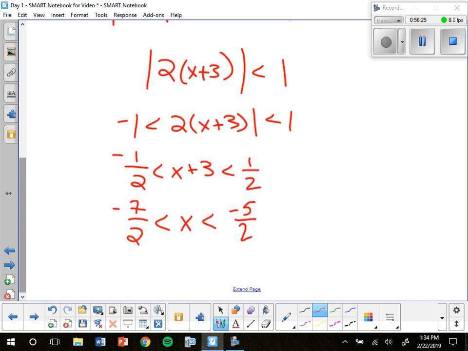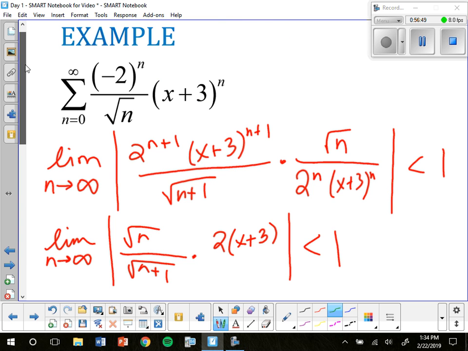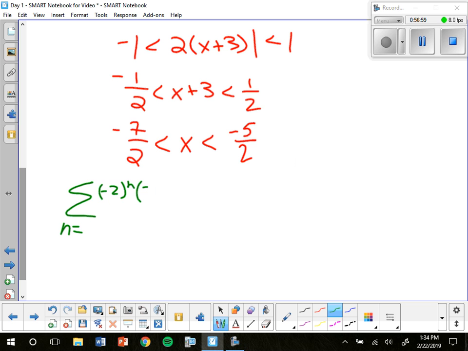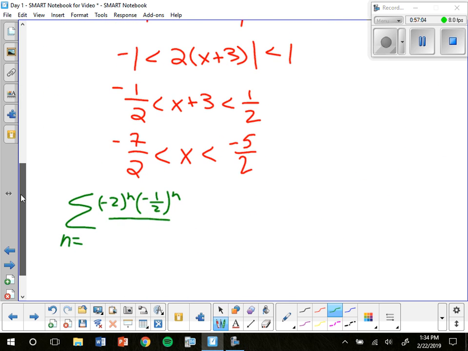It's case 1. Case 1 is the most common. Am I done? What do I have to check? The endpoints, because that's where the ratio test is inconclusive. So I'm going to plug in -7/2 to my series. So it's 2 to the n times -7/2 plus 3 to the n. Add 3, you get -1/2. So I get -2 to the n times -1/2 to the n over root n.